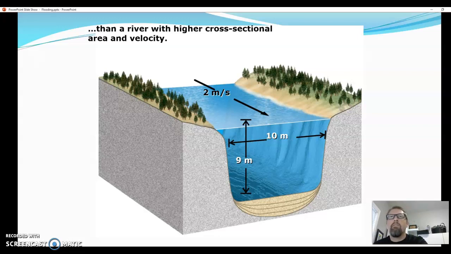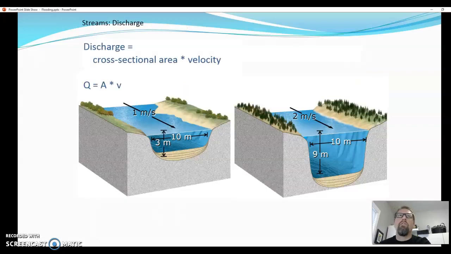We have the width at 10 meters and the depth at 9 meters. So that gives us everything we need to calculate discharge, which you can write out two ways, right? It could be that discharge equals the cross-sectional area times velocity, or what that actually means in the case of the example on the right is 10 times 9 times 2. And you can see that that gives us meters, 1, 2, 3 times, so cubic meters per second.